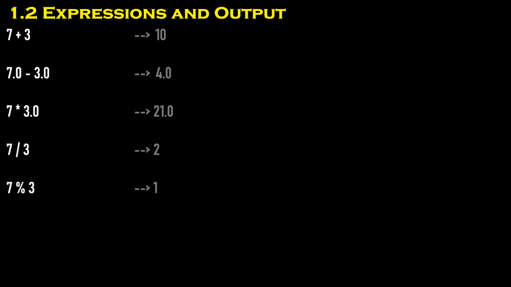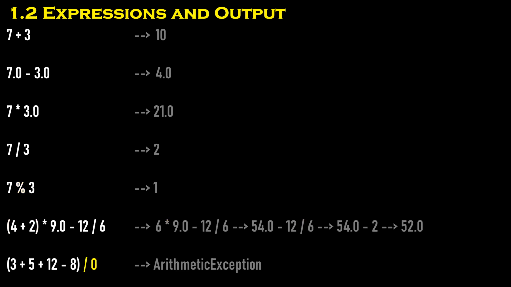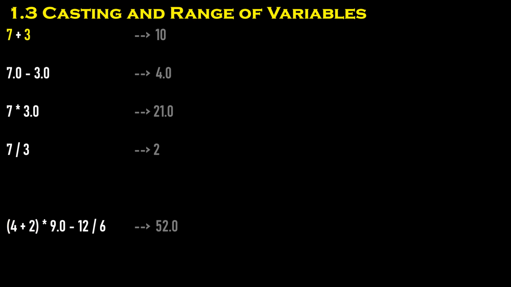Arithmetic expressions can be used on values of type int and double. These include the four basic math operators as well as modulo, which calculates the remainder of a division. PEMDAS rules still apply, and dividing by 0 is not allowed. An arithmetic expression that uses two int values will evaluate to an int, and an expression that uses two double values will evaluate to a double.